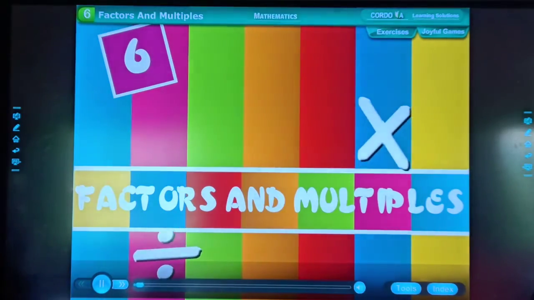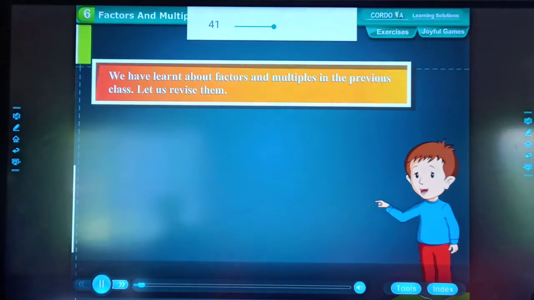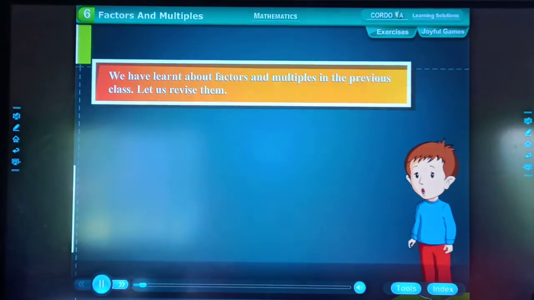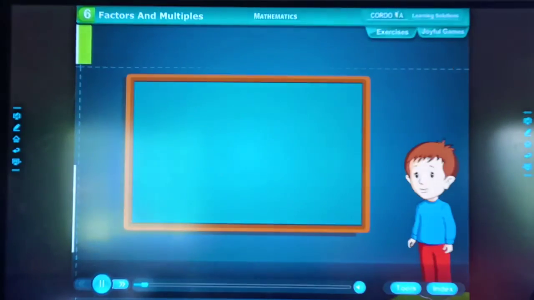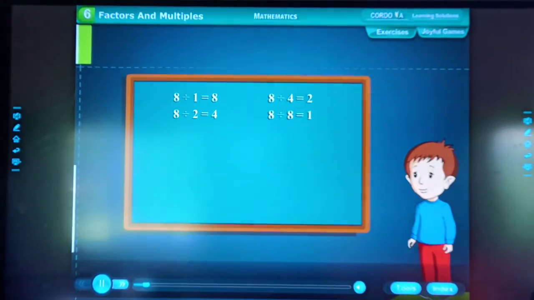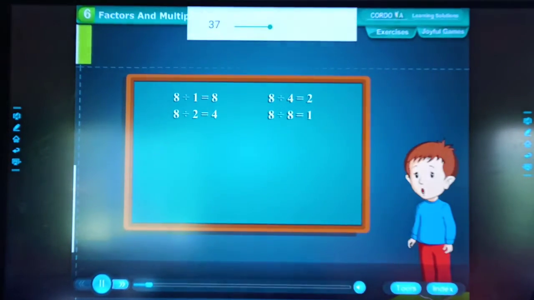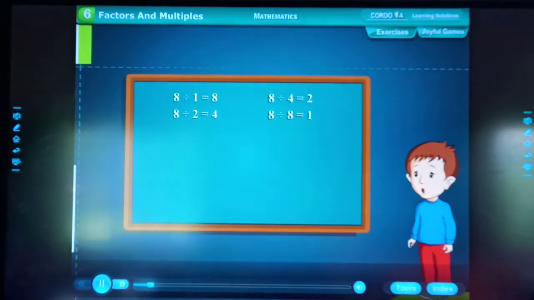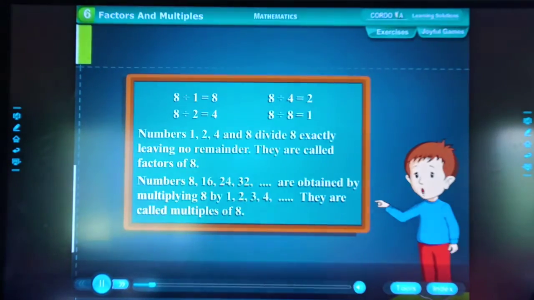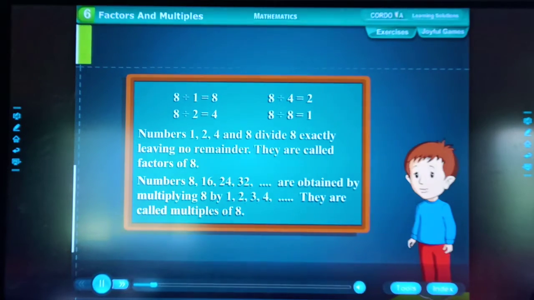Factors and multiples. We have learnt about factors and multiples in the previous class. Let us revise them. 8 divided by 1 is equal to 8. 8 divided by 2 is equal to 4. 8 divided by 4 is equal to 2. 8 divided by 8 is equal to 1. Numbers 1, 2, 4 and 8 divide 8 exactly, leaving no remainder. They are called factors of 8. Numbers 8, 16, 24, 32.